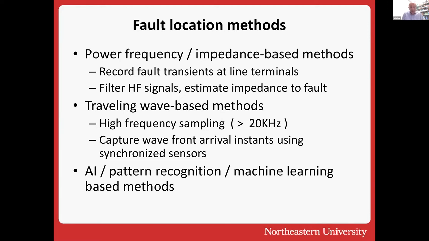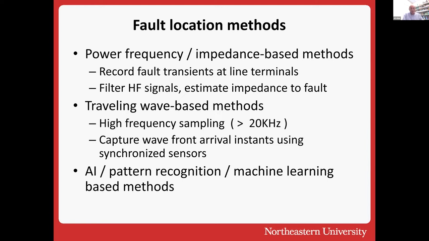This requires high frequency sampling, because you need to capture this very fast traveling wave, which means that you probably cannot use the conventional instrument transformers like the current transformers and power transformers, having cutoffs around 5 kilohertz range. So you probably need to use one of those optical instrument transformers, optical CTs or PTs. So that is some additional complication here for implementing these methods.